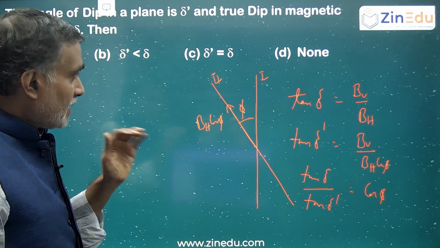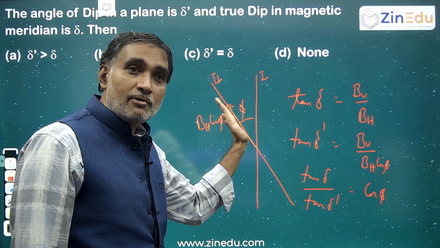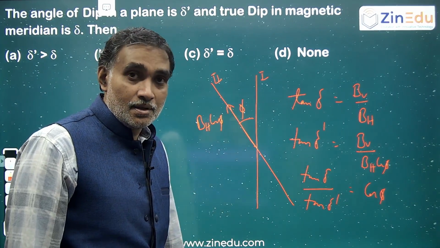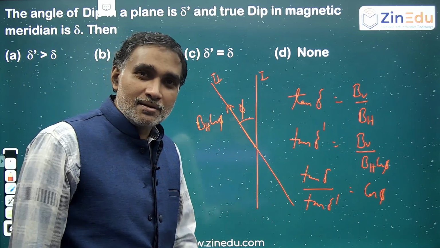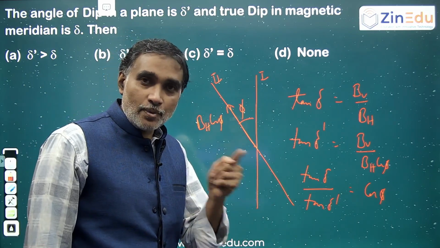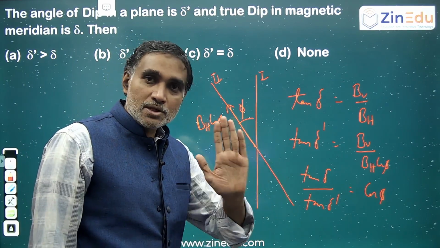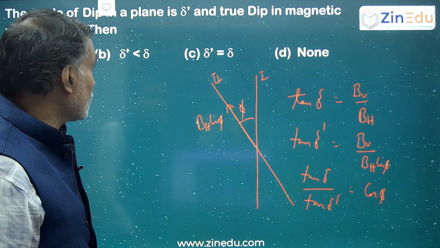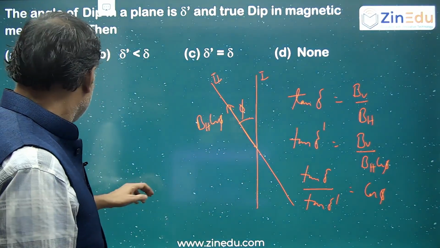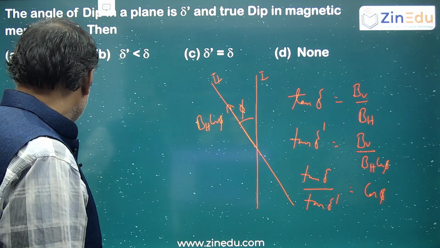What happens here is, once you take any other plane, the horizontal component will become lesser. So the resultant magnetic field should make more angle with horizontal component. Vertical component does not change, but horizontal component becomes lesser. So resultant should bend towards vertical. The angle of dip becomes more in any other plane. So delta prime is greater than delta, that is what it is.